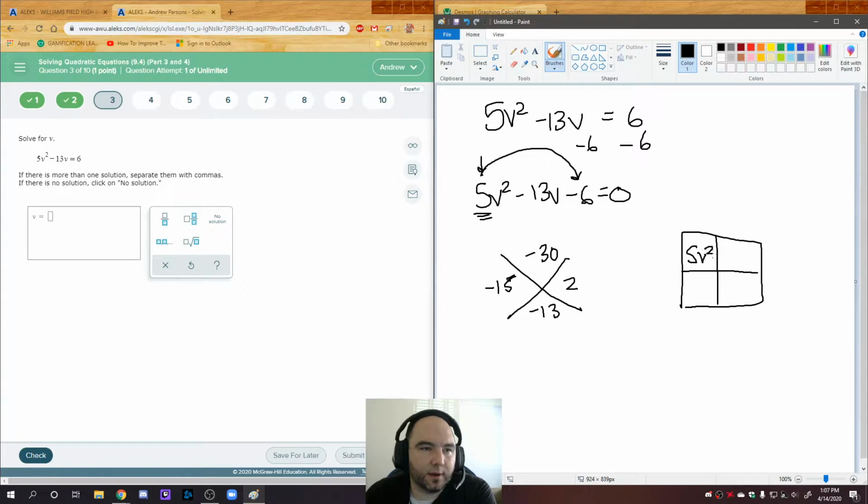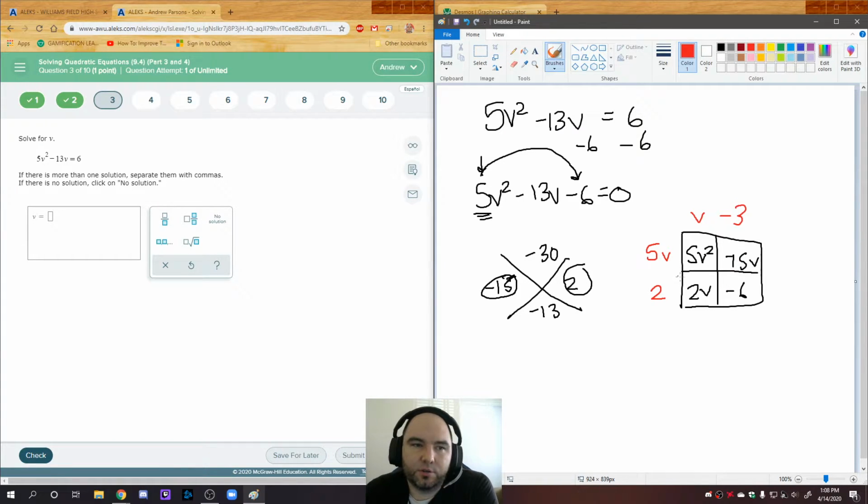So you put 5v squared for the first thing. You put 15v and -2v, the things we split up from the sides here. And then -6 goes last. And then you have to factor out, like, what can I divide out of each row and column? So the first row is both divisible by 5v, because 5 and 15 are divisible by 5. And they both have a v. The second row, 2v and 6, they're both divisible by 2. The first column is only divisible by v. They only have a v in common. And the second column, they're both divisible by 3, specifically -3, because they're both negative.